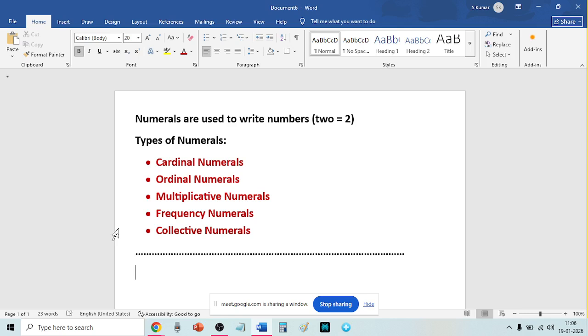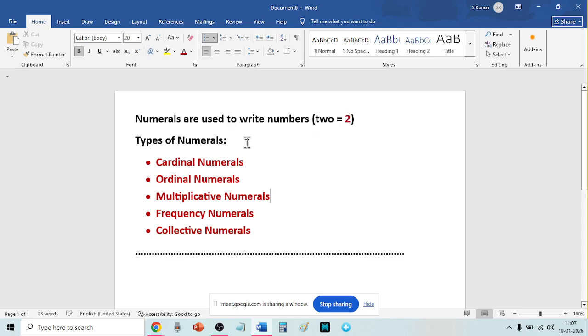Numerals are used to write numbers. Like 2, we write as 2. The 2 which is in red color is a numeral. Numerals are used to write numbers. So when you want to write the number 2, like 2 boys, 2 girls, 2 biscuits, 2 eggs, you write this 2. This is how you represent the number, this numeral.